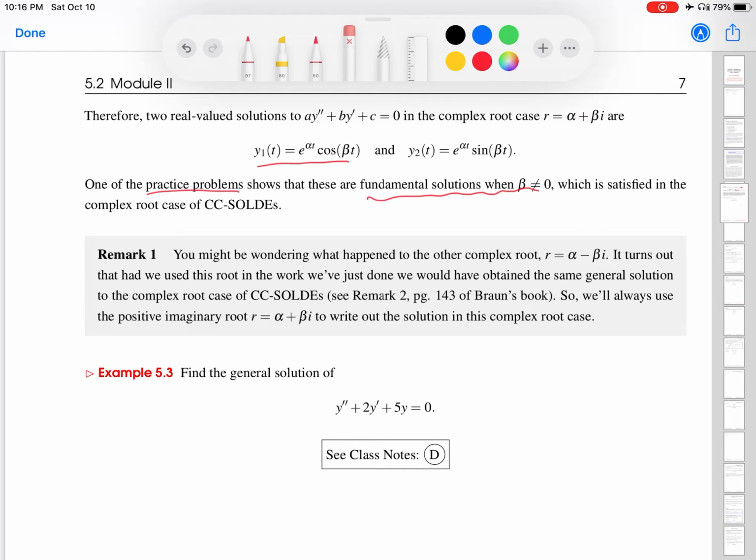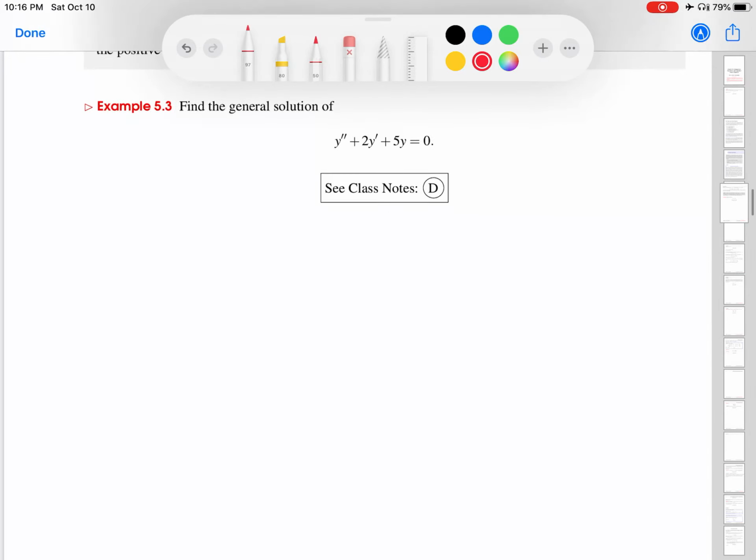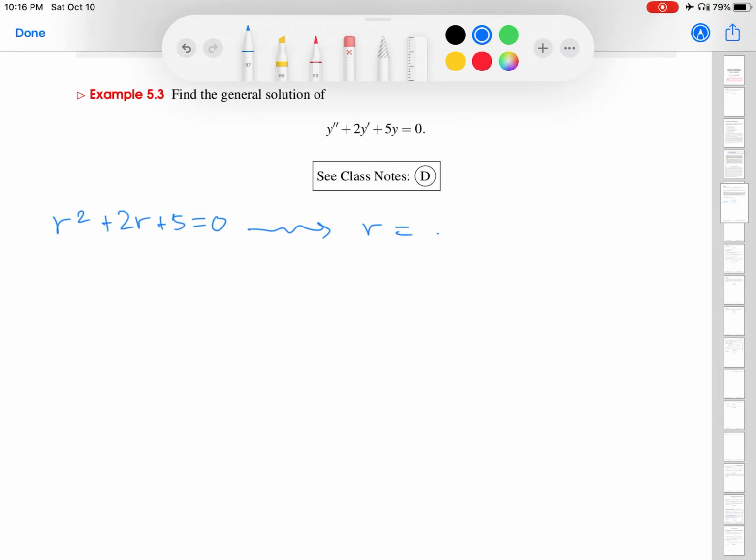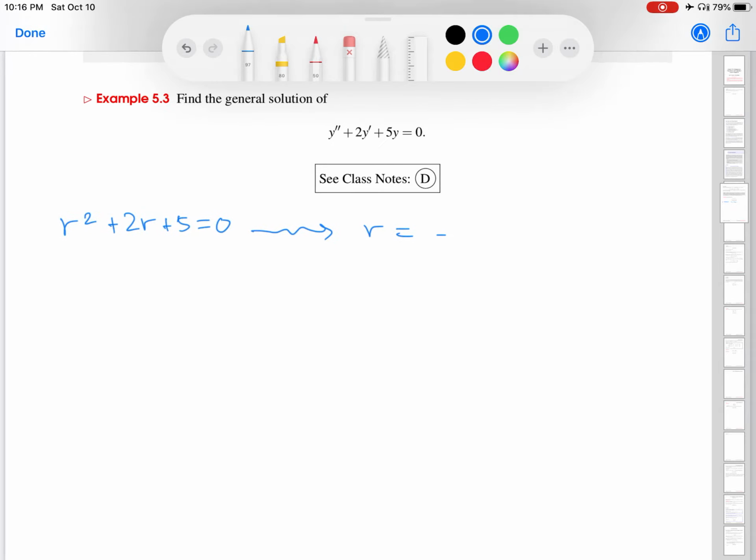All right, so let's take all of that for a test drive in this example and see how it all works out. So find the general solution of this. We're going to write out the characteristic equation first: r squared plus 2r plus 5 equals 0. And then we are going to try to solve this. It doesn't factor easily because you get complex roots. So we'll apply the quadratic formula here: negative b plus or minus the square root of b squared minus 4ac, all over 2a.